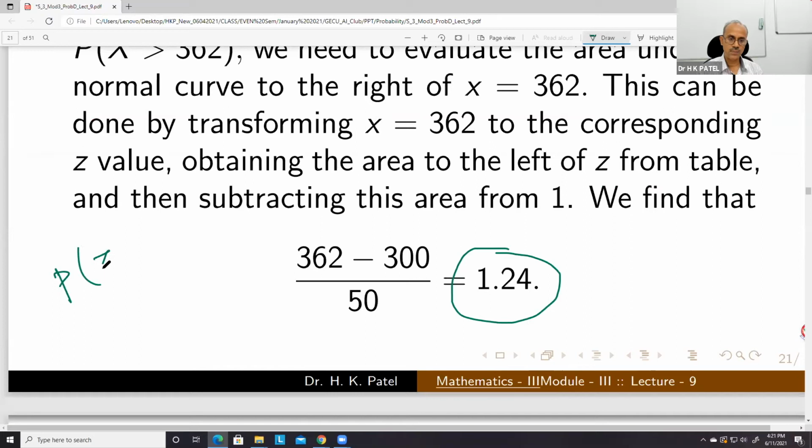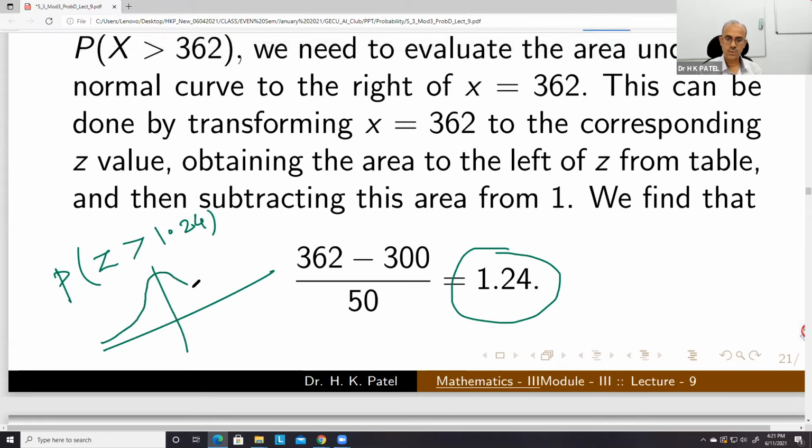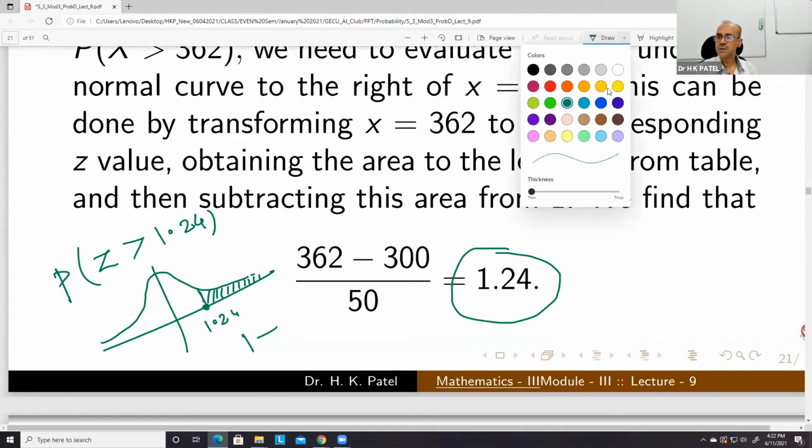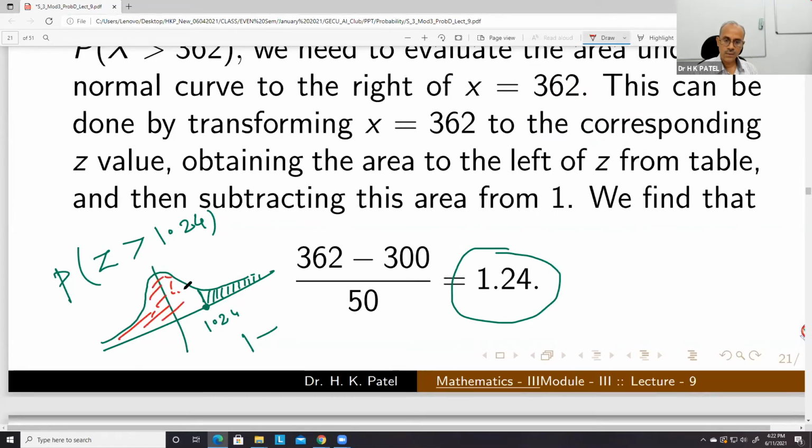So we have to find P(Z > 1.24), and therefore, this 1.24 is somewhere here, Z is greater than it, and therefore you have to find this area. All right, so then you can see that this area will be 1 minus this area, this red area.